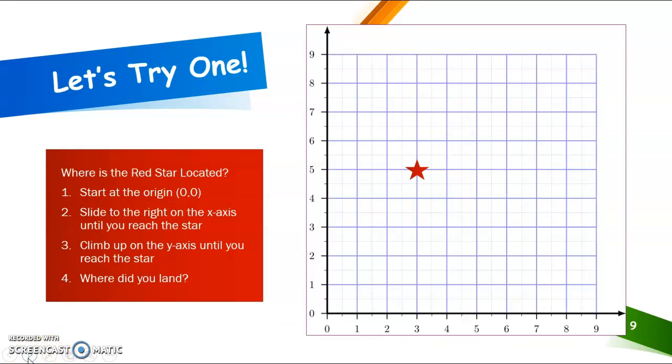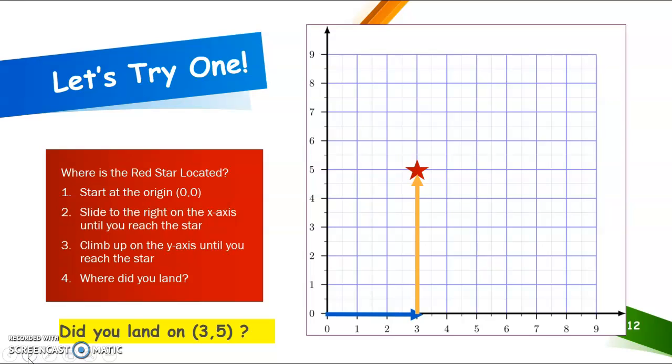Let's look at some other ones. So where's the red star located? You always, always, always start at your origin. That's 0, 0: 0 on the x, 0 on the y. And then slide to the right on your x-axis until you reach the star, just like so. And then you're going to climb up the y-axis until you reach the star, like so. And where have we landed? So we went over and up, and where did we land? Hopefully you are thinking 3, 5. Notice how 3 has to go first, 5 goes second, with a comma in between and parentheses grouping them together.